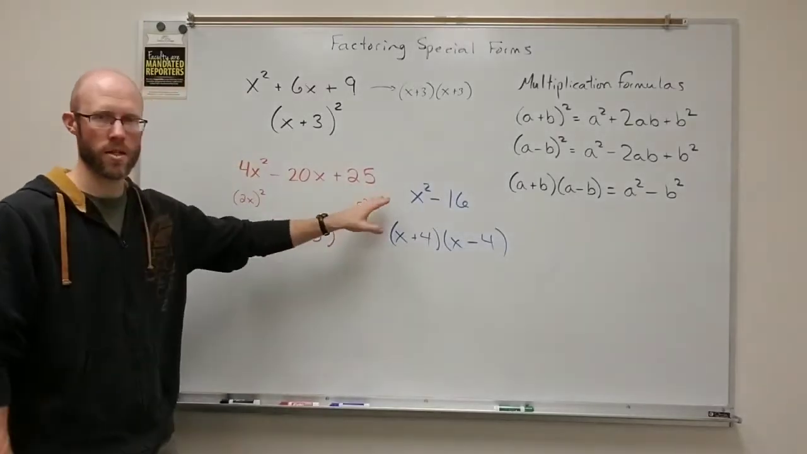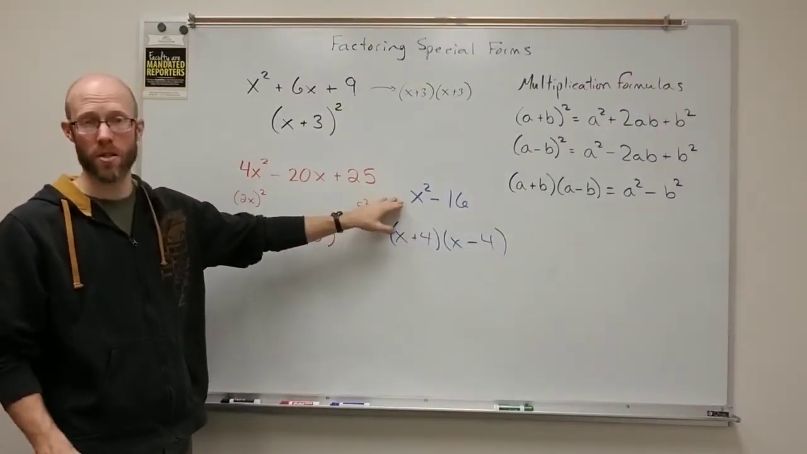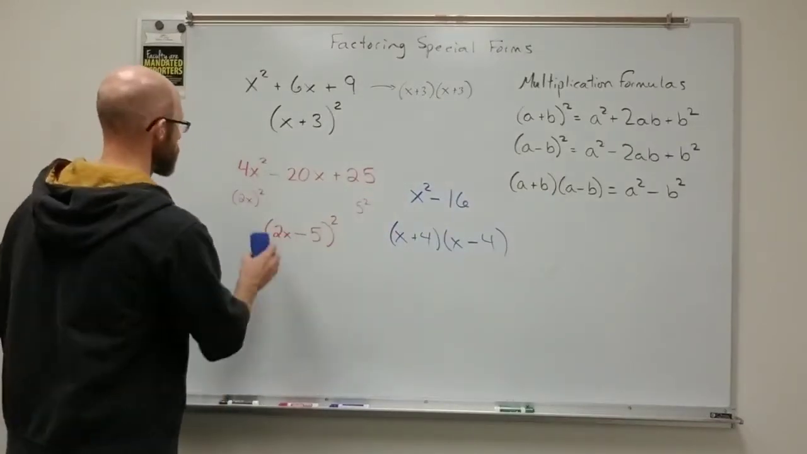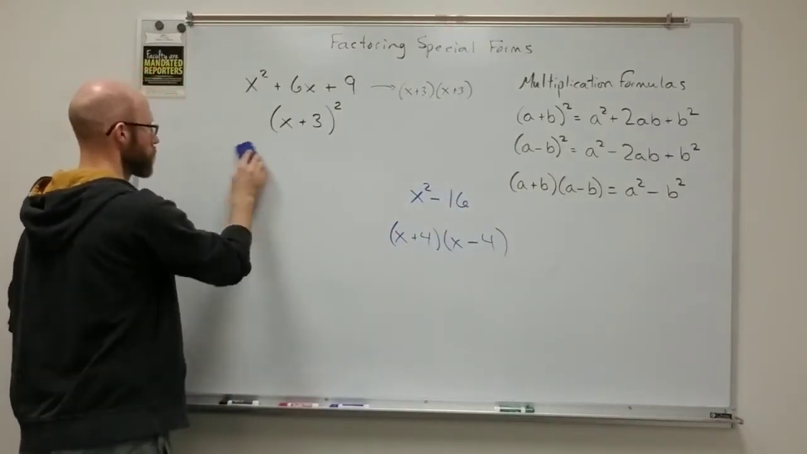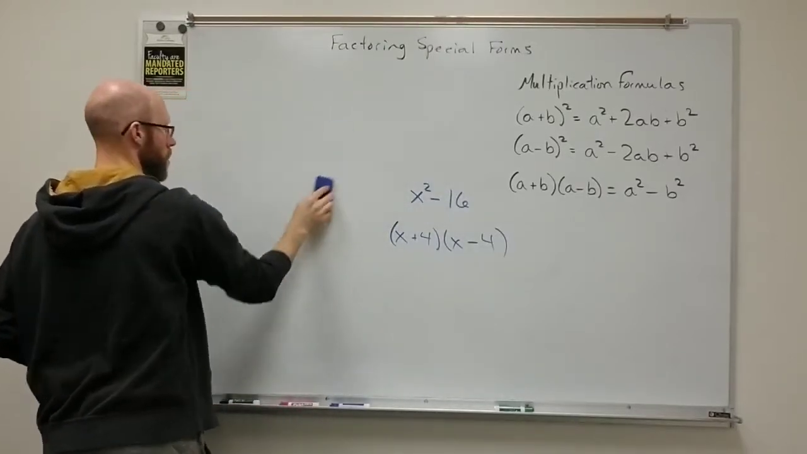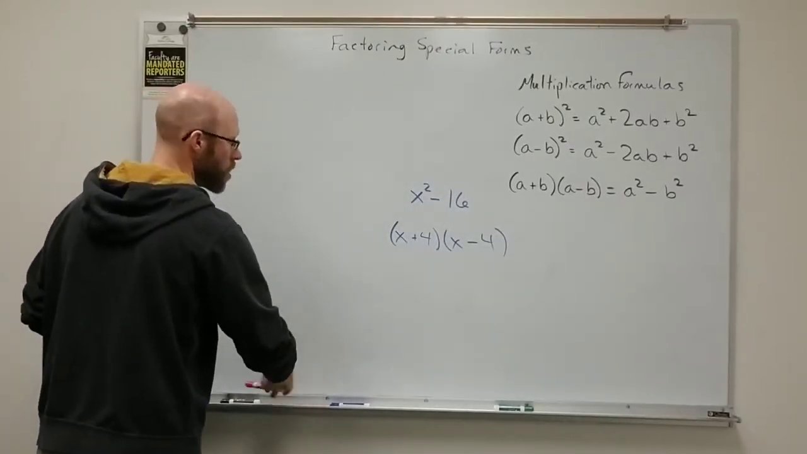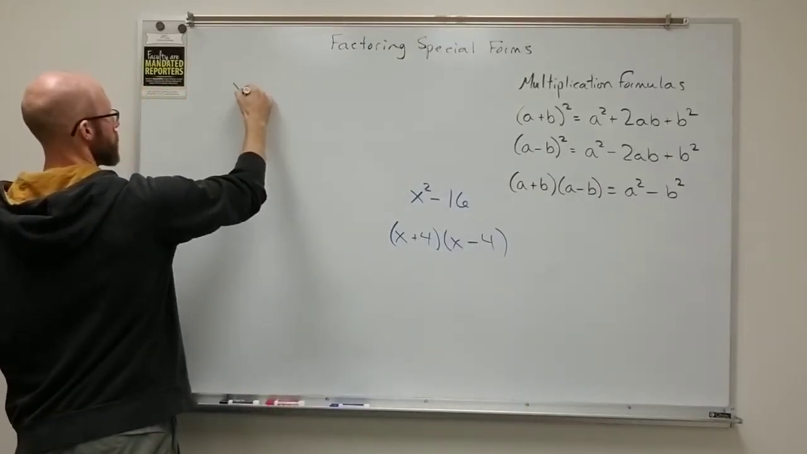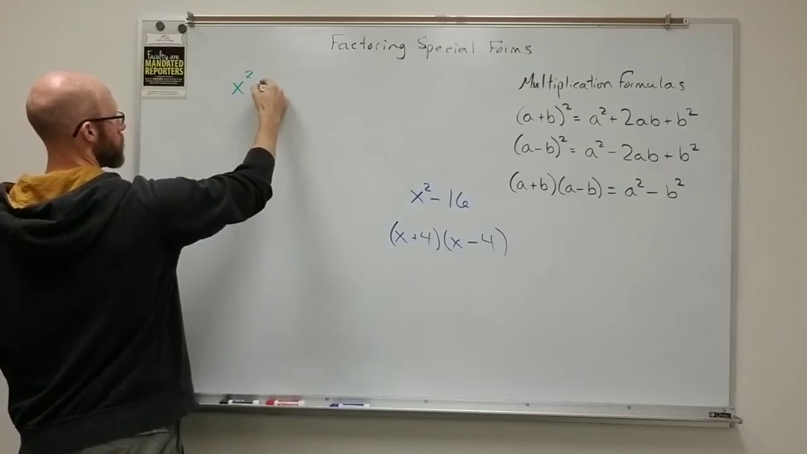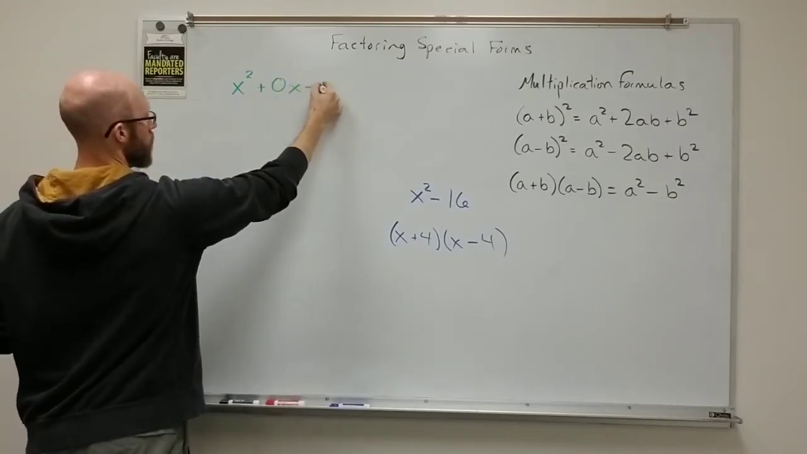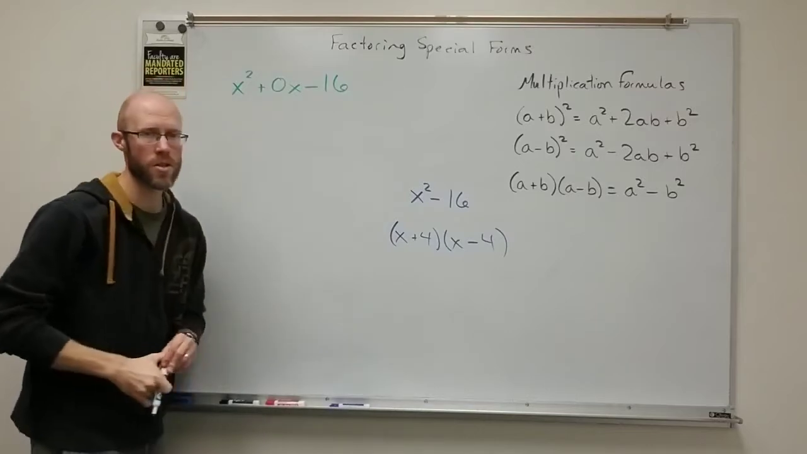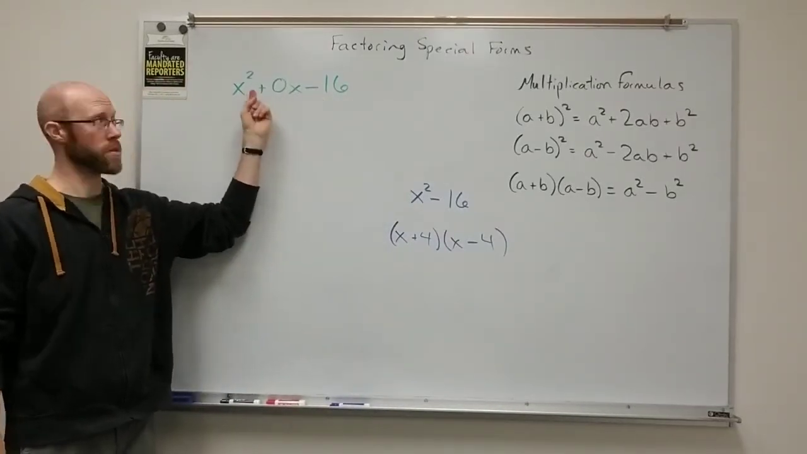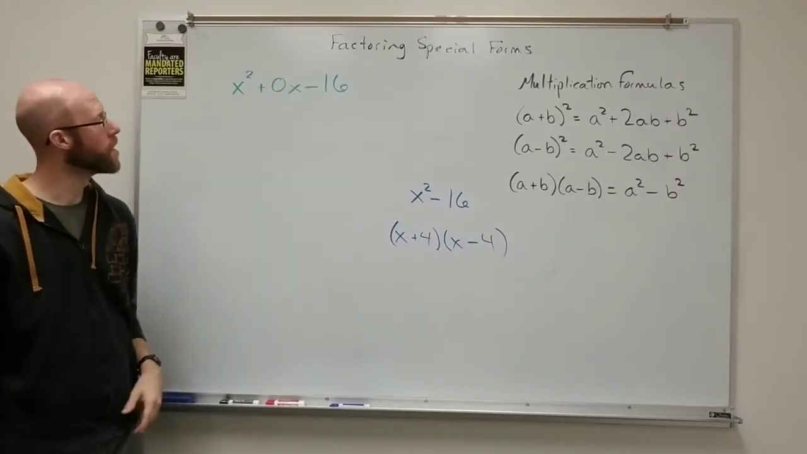Another way to look at this is thinking of this actually as a trinomial. Even though it's two terms, it's a binomial. If you were to consider that this polynomial is the same as x squared plus 0x minus 16. These two things are the same because 0x doesn't really add anything.